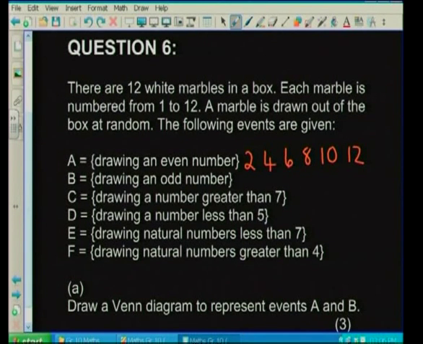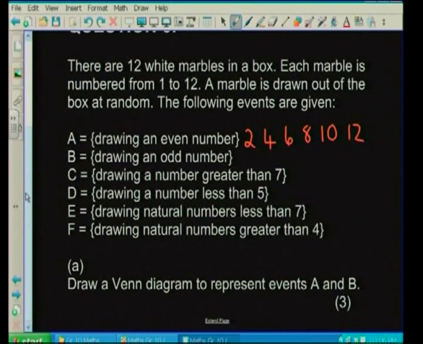So I've got them written down there. That's cool. Our odd numbers will then be 1, 3, 5, 7, 9, and 11. Good. Next up, a number greater than 7. Now, guys, if it's a number greater than 7, it does not include 7. It doesn't say greater than or equal to 7. It says greater than 7. So the only numbers greater than 7 are 8, 9, 10, 11, and 12.